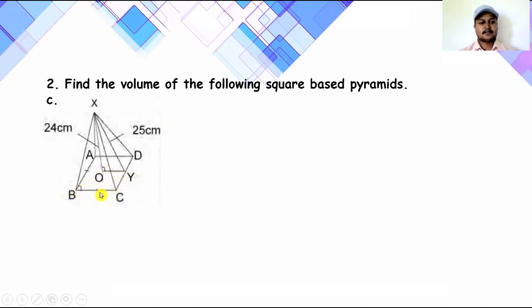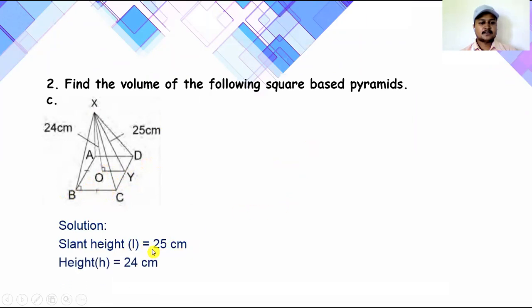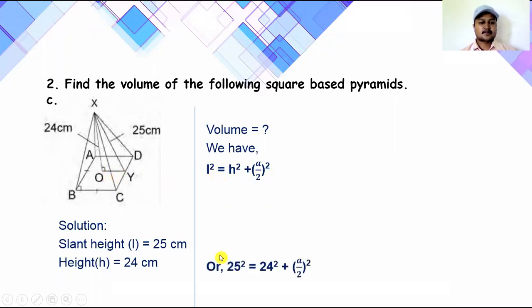And after finding length of base, we can use formula for volume. Volume is equal to 1 by 3 A square H. So slant height is 25, vertical height is 24, and we have to find out volume. At first, before using formula of volume, use this formula: slant height square, hypotenuse square, is equal to perpendicular square, that is H square plus OY square, base square, A by 2 square. L square is 25 square, H square is 24 square plus A by 2 square.